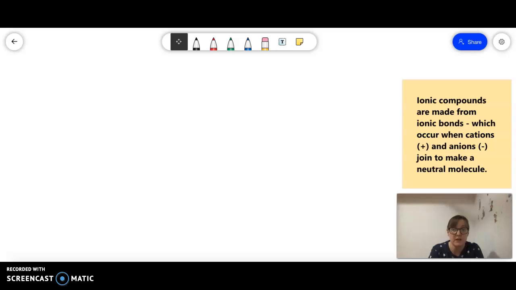First and foremost, ionic compounds are made from bonds that are formed when cations, the positives, join with anions, the negatives, to make a neutral molecule. So the whole point that we're trying to do is to make our molecule neutral.